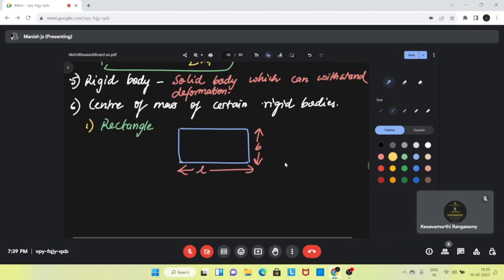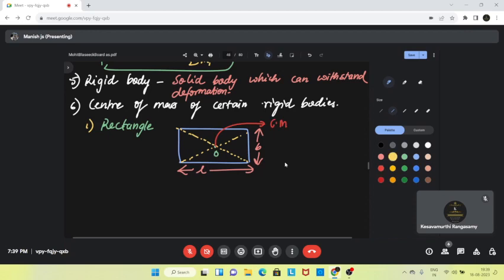I am marking the diagonals using dotted lines. Here there is one and here there is one more. You can see both of them are meeting at this point. I will name the point O. So this point O is the center of mass. Are you getting it? This is the center of mass of a rectangle.